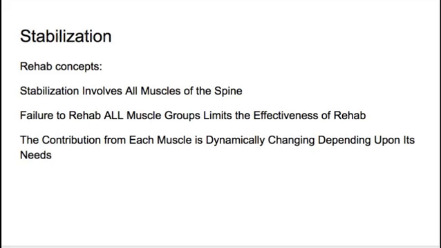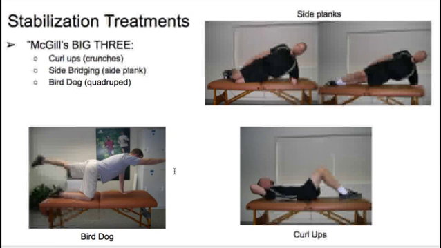So the rehab concepts are: stabilization involves all muscles of the spine, so doing all 3 directions tends to be preferred versus just one. And then, integrating these activities with functional tasks is also important. So the big 3 here, you can start once you put somebody in this category.